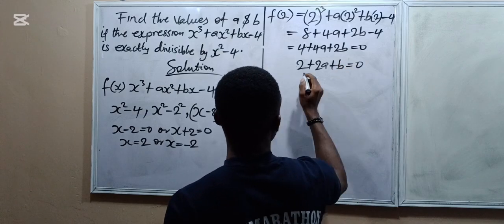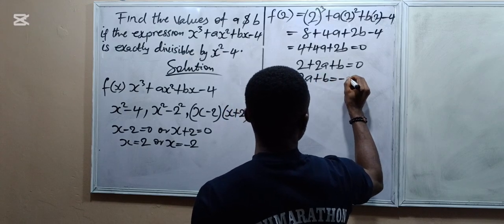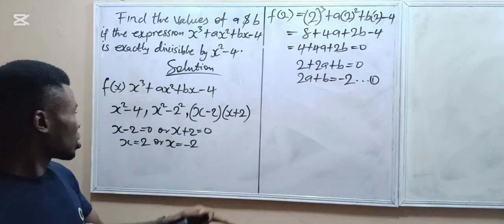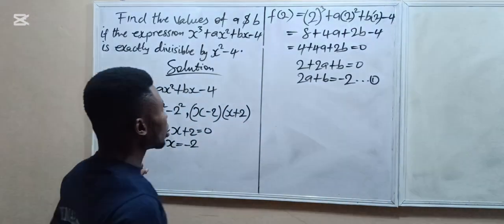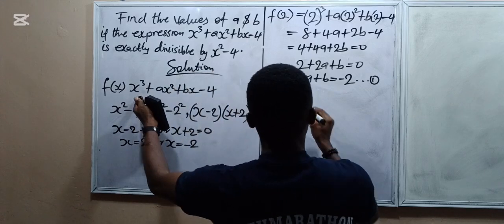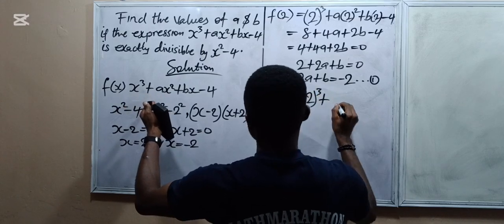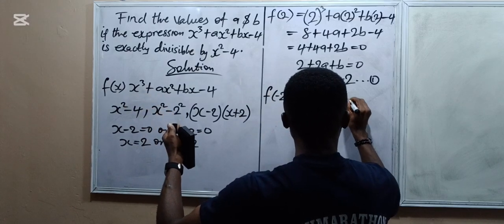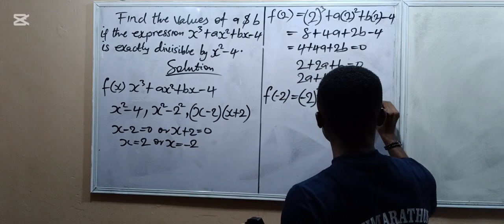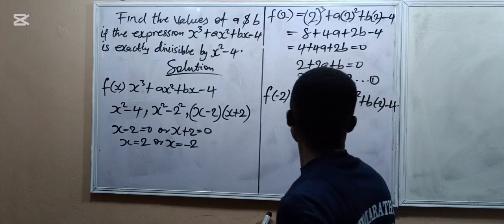Now you take the 2 to the other side. We have 2a plus b is equal to minus 2. And this is equation 1. This is what we got when we substituted 2. Now let's substitute minus 2. f of minus 2 is equal to minus 2 to the power 3 plus a into minus 2 to the power 2, then plus b into minus 2, and then minus 4.